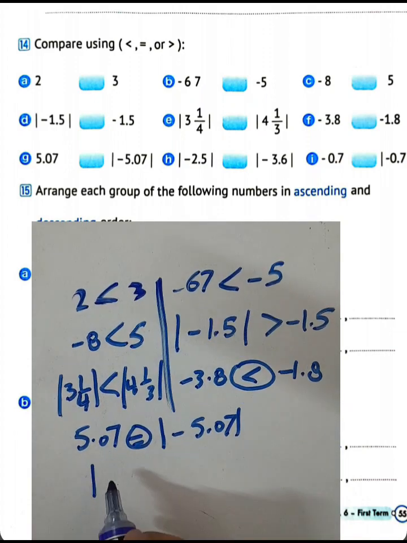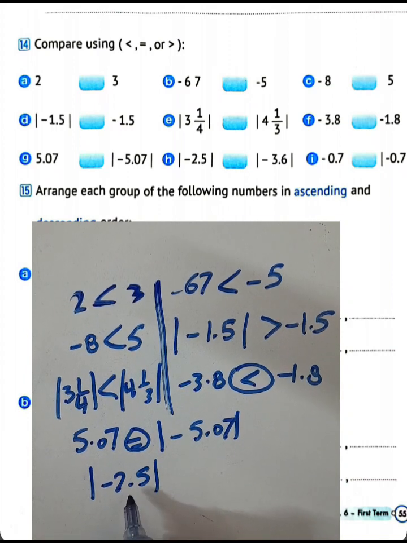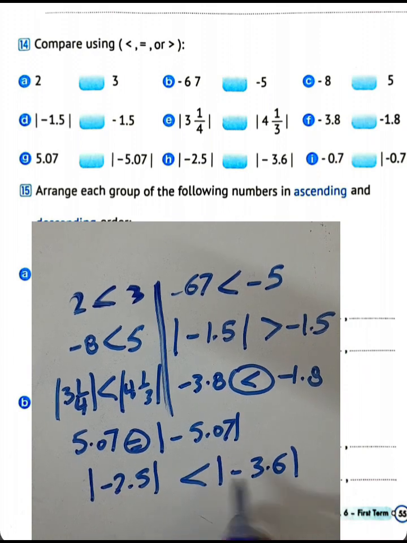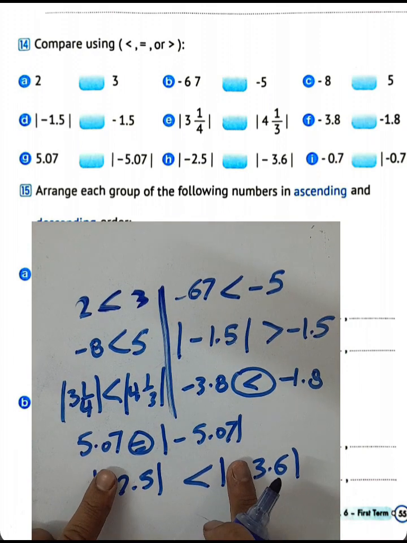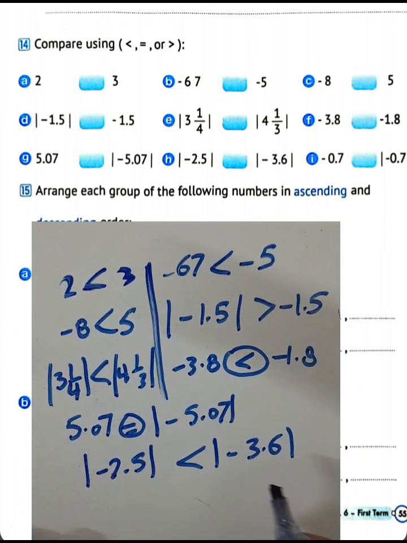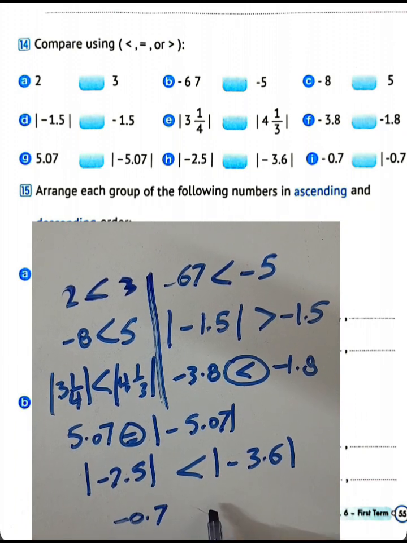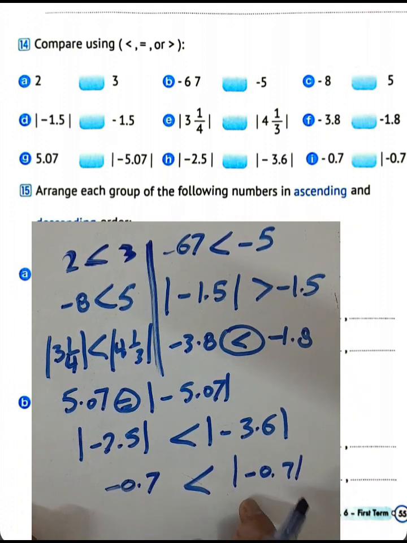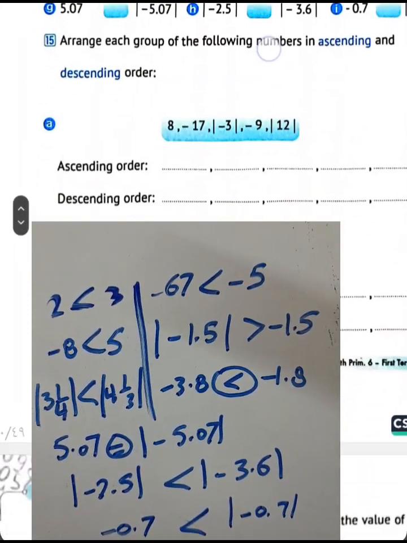Absolute value of negative 2.5, absolute value of negative 3.6: this number will be greater than, it will be positive, cancel the negative here, this number will be greater. And negative 0.7 and absolute value of negative 0.7, this number will be greater than because it will be positive. Question number 15.